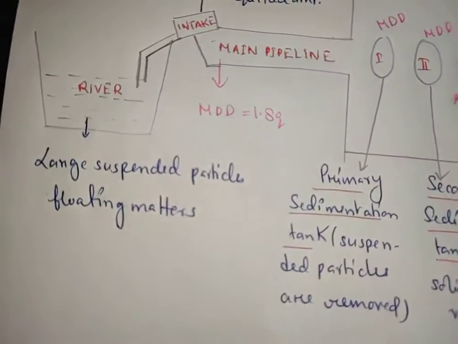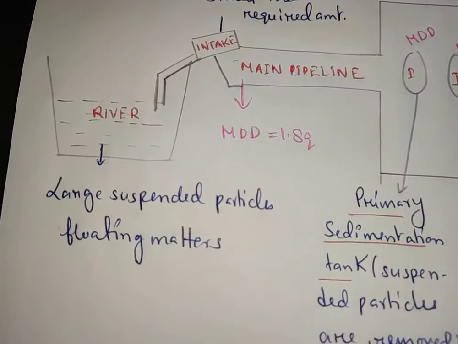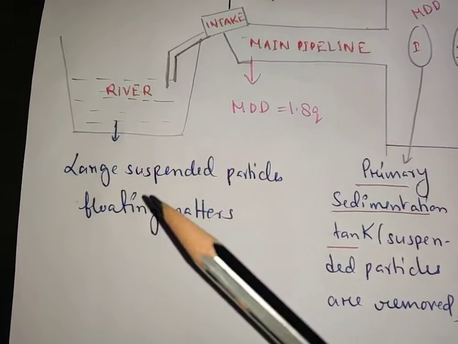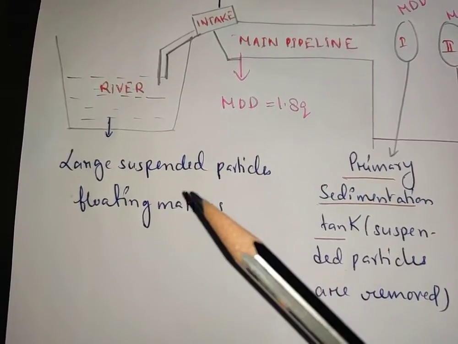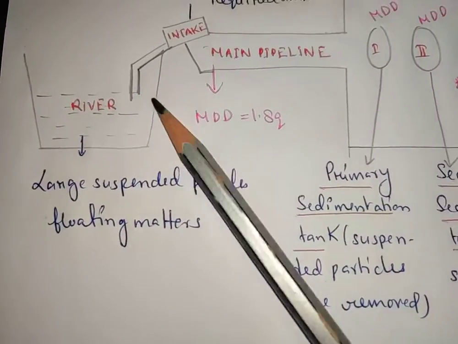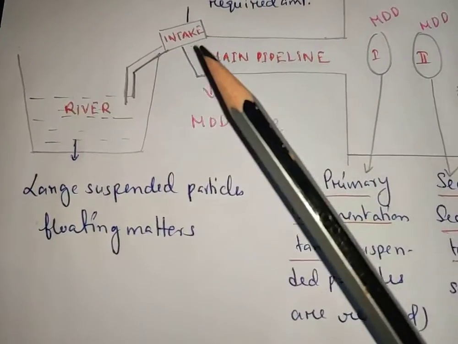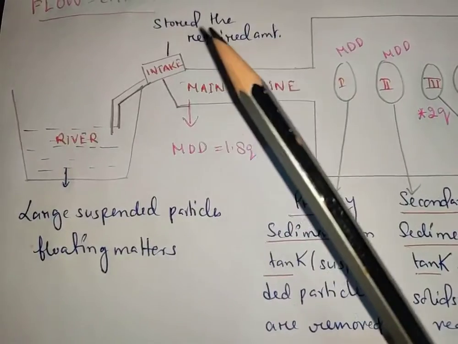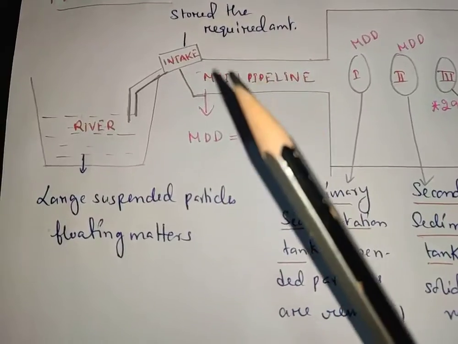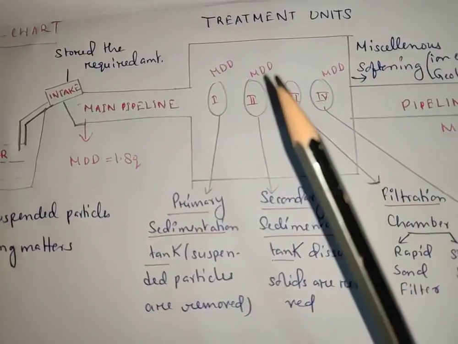In the river, as we know, rivers are mostly dirty. What we can see are lots of layers, suspended particles, floating matter and dirt. From the river, using motors, we take the water into this intake room where we store the required amount. Then from the intake room, through the main pipeline, it is taken to the treatment units.